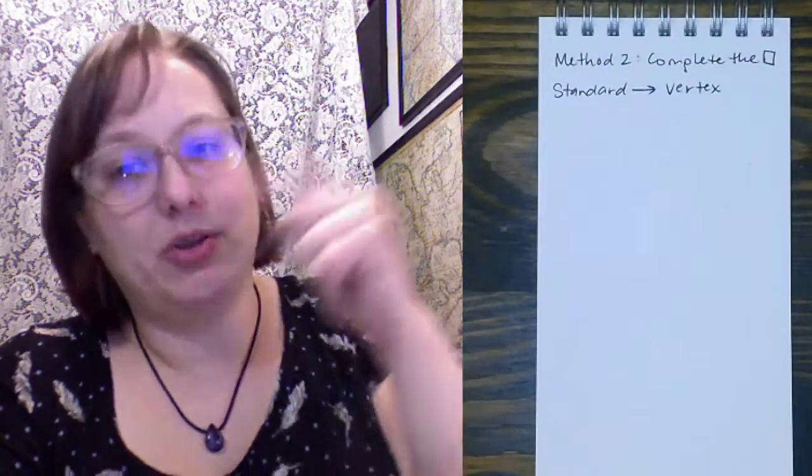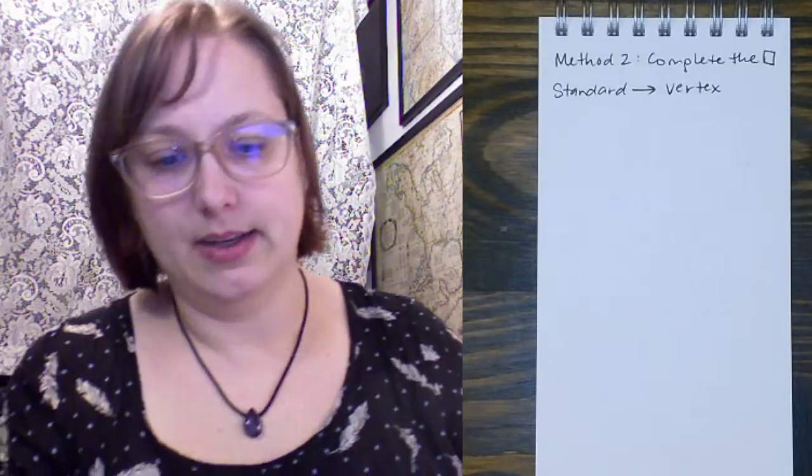Now, completing the square serves to make standard form into vertex form. That's the goal. And then from vertex form, we use the method I just showed you.